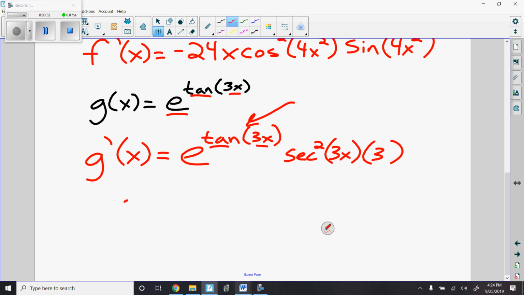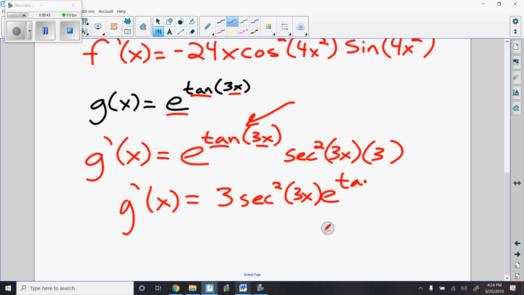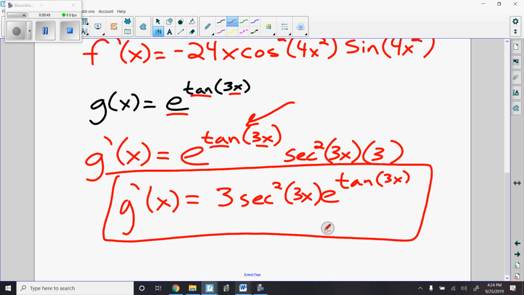Clearing this thing up, I'd write this as 3 secant squared 3x e to the tangent of 3x. And there we have it. We got it.